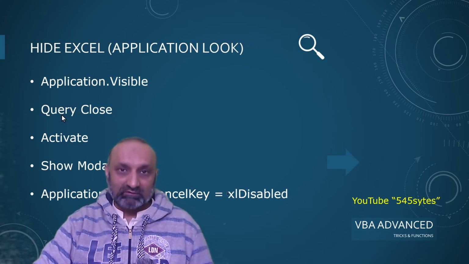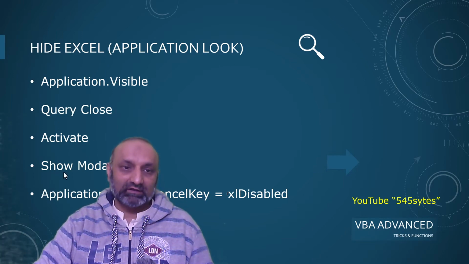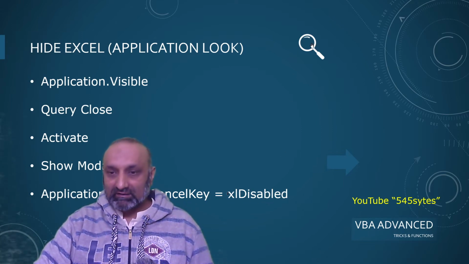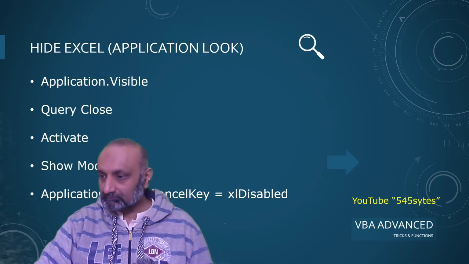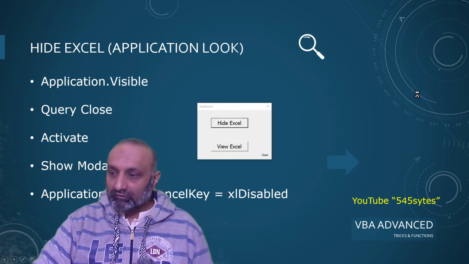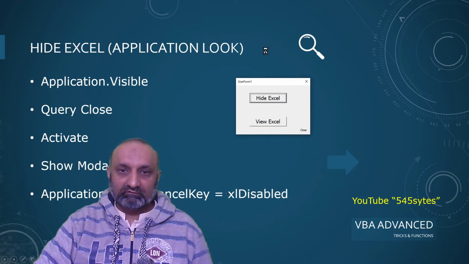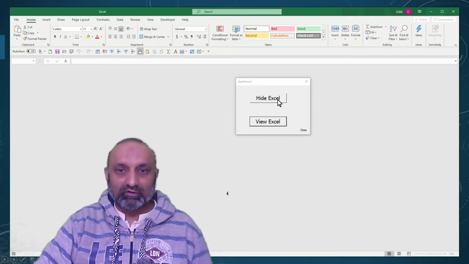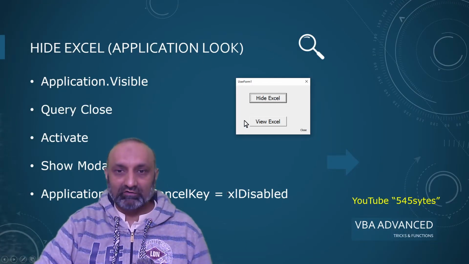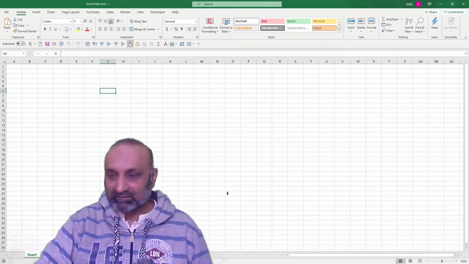Then I will talk about the event query close, and then the property show model, and the last I will talk about application.EnableCancelKey. So let's go to Excel, open it up. You can notice that I have this user form, but there is no Excel in the background. So if I click on view Excel, you can see Excel window appears, and if I say hide Excel, the Excel window hides.